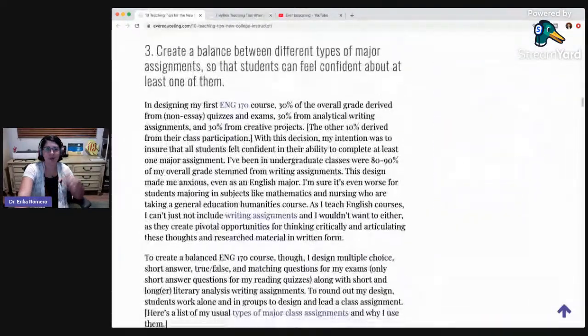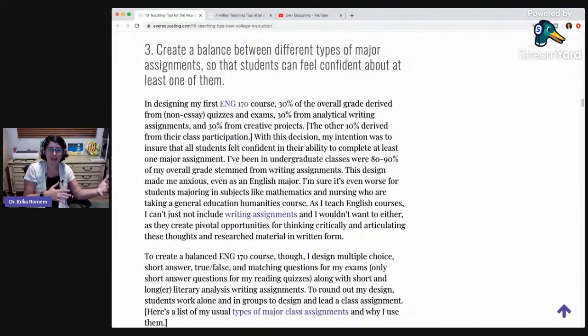Now going down, create a balance between different types of major assignments so that students can feel confident about at least one of them. So in this case, again, in that successful start, I talk about different assignment types. So when you have here, you know what, I'm going to have a paper, then I'm also going to have a group project, I'm also going to have an exam, right? I'm going to have a creative assignment.